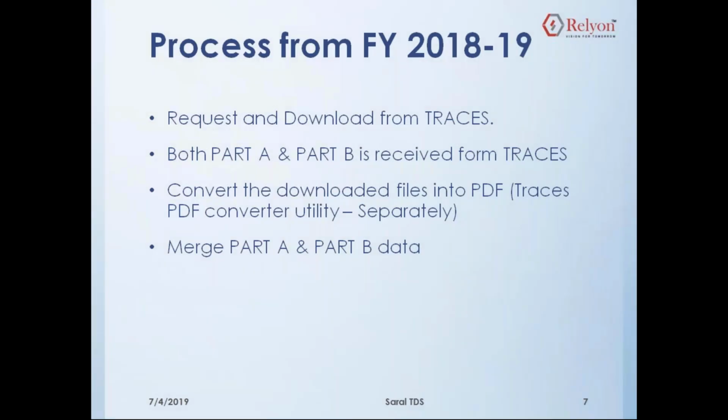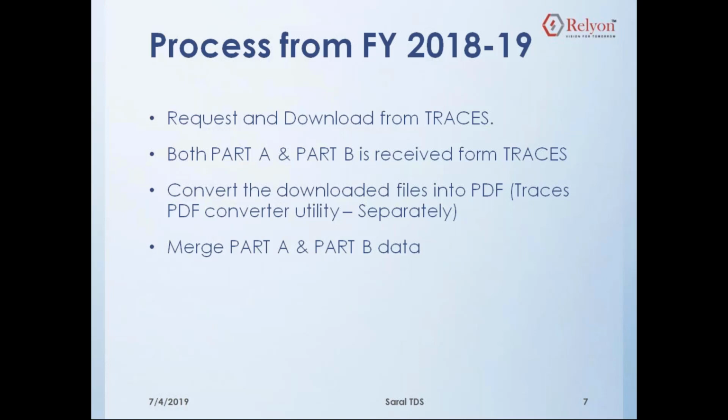Same thing: request and download from TRACES, and both part A and part B are received. After receiving part A and part B, click on HTTP download. Once I click on HTTP download, a zip file will be generated. To convert these zip files, there is the TRACES PDF utility. And mind you, this must be done separately. We have two separate converter utilities for part A as well as part B.